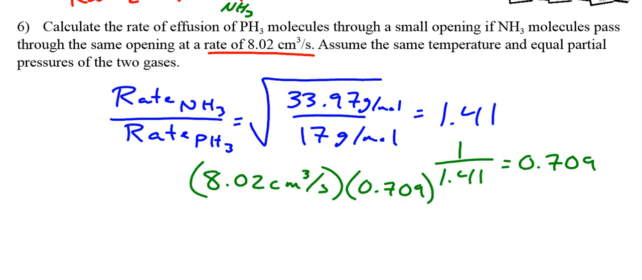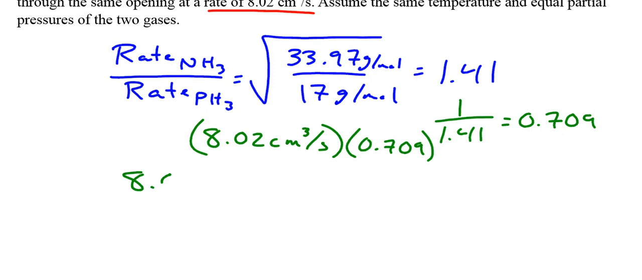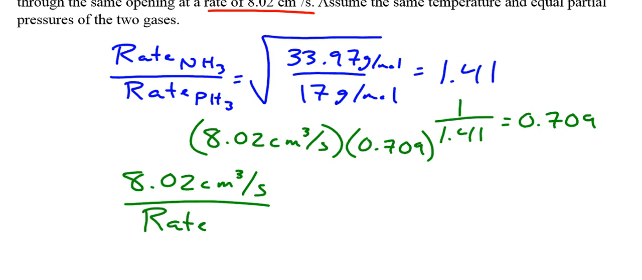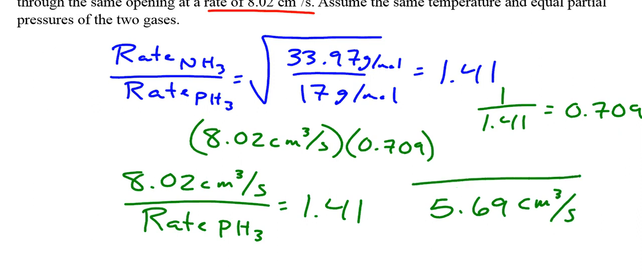You did rate over the other rate. So if I have one rate over the other, check this out. The rate of this is 8.02. I'm hoping that some of you saw how this worked. And the other rate is unknown yet. What I know is that the comparison between them is that it is 1.41 times faster. So that math right there, either one gets you to 5.69 centimeters cubed per second. It has to effuse at a slower speed. I know that seems weird, the centimeters cubed per second, but don't worry about that part.